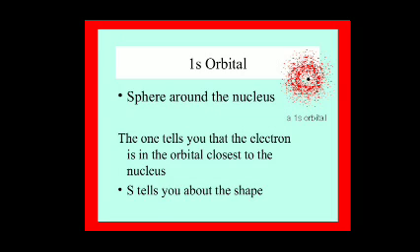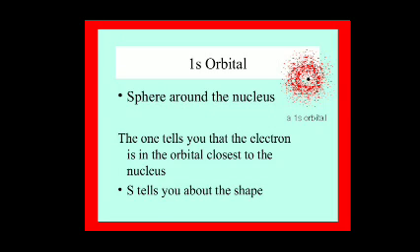Orbitals have different shapes around the nucleus: s orbital, p orbital, d orbital and f orbital. The shape of the s orbital is spherical. For s orbitals, n values are 1, 2, 3, 4, l value is 0, and m value is also 0. No degenerate orbitals are available in the s orbital.